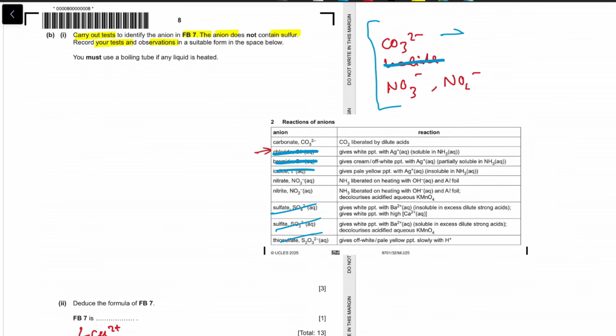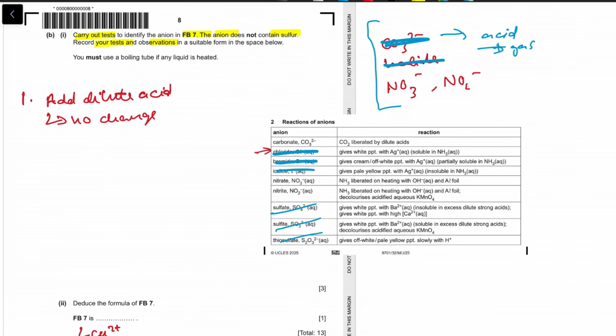So, carbonate ions are different from nitrates and nitrites, and that is, with an acid, they will give off a gas. Okay? So, the first thing that I'm going to do is try and eliminate carbonate ions. So, I'm going to do this by adding a dilute acid, and then I find that there is no change according to the mark scheme, okay? Which means we definitely do not have carbonate ions, because CO2 would have been produced with an acid. So now we're stuck between these 2, okay?